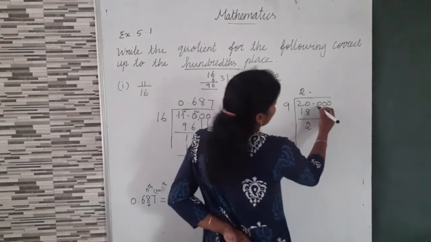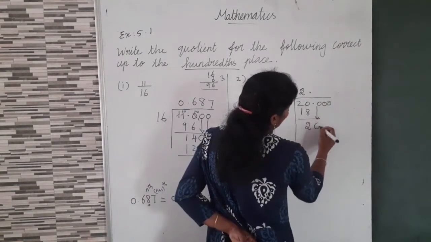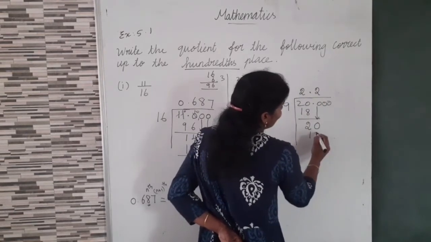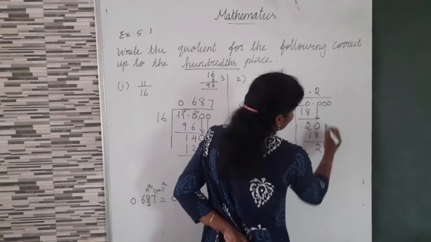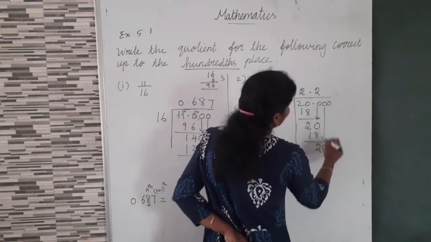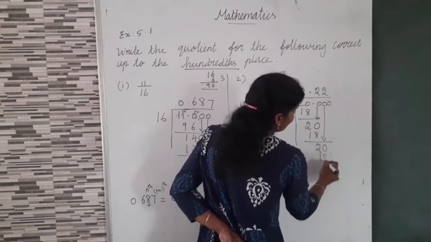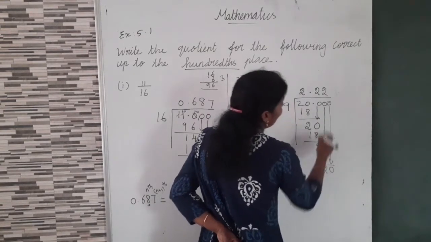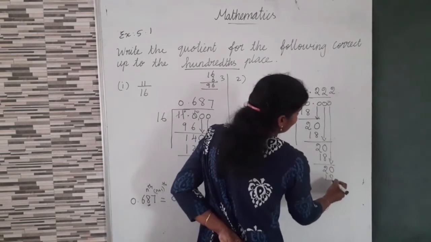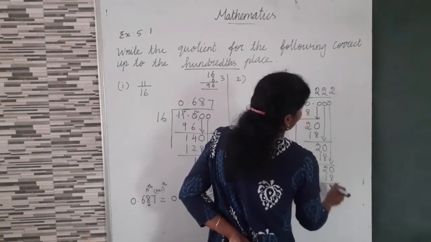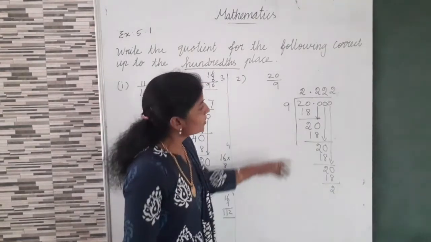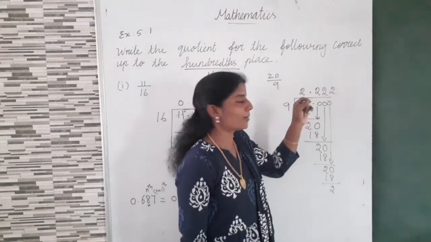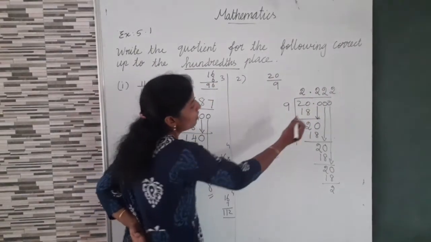Now we bring this 0 down, 20. Now 2 nines are 18, again 2 balance. Then we bring down the next 0. 2 nines are 18, again 2 balance. Then we bring down the next 0. 2 nines are 18, so 2 balance. We need up to the 100th place. The 1000th place also we need because we want to round this number. So what's the answer?